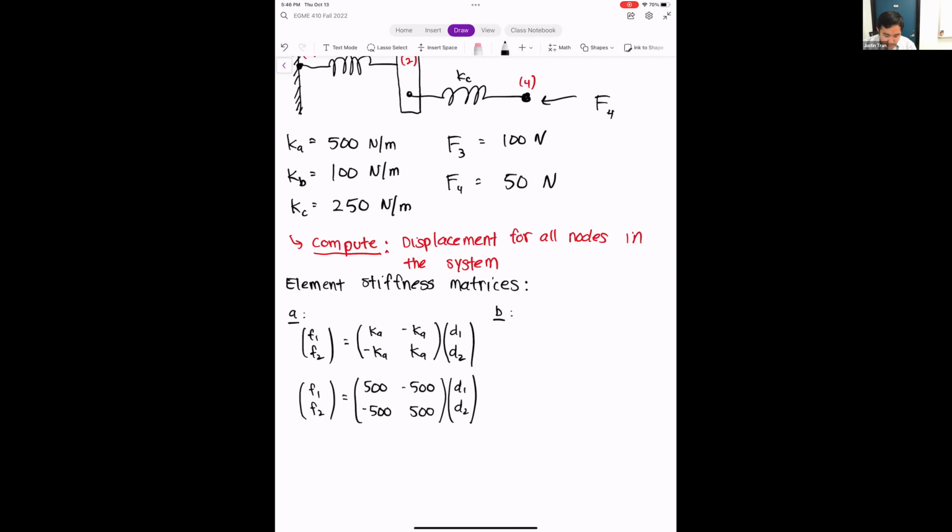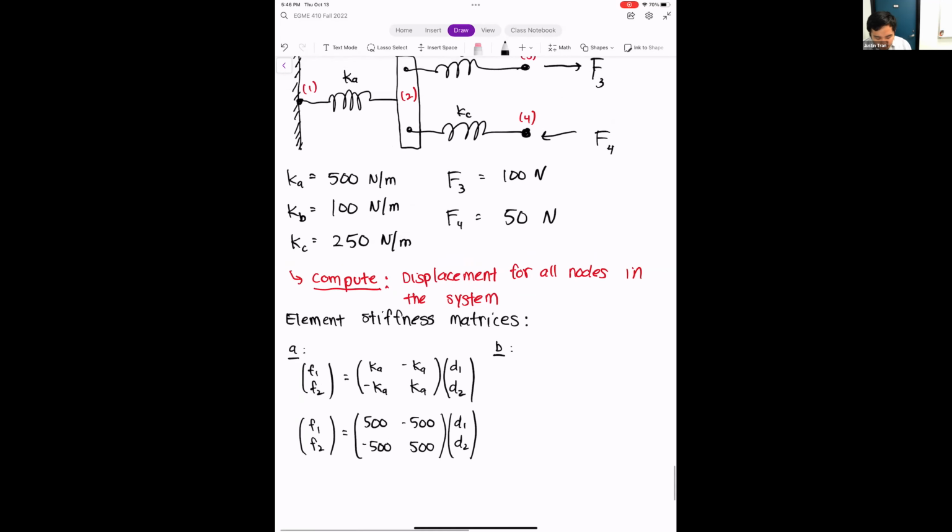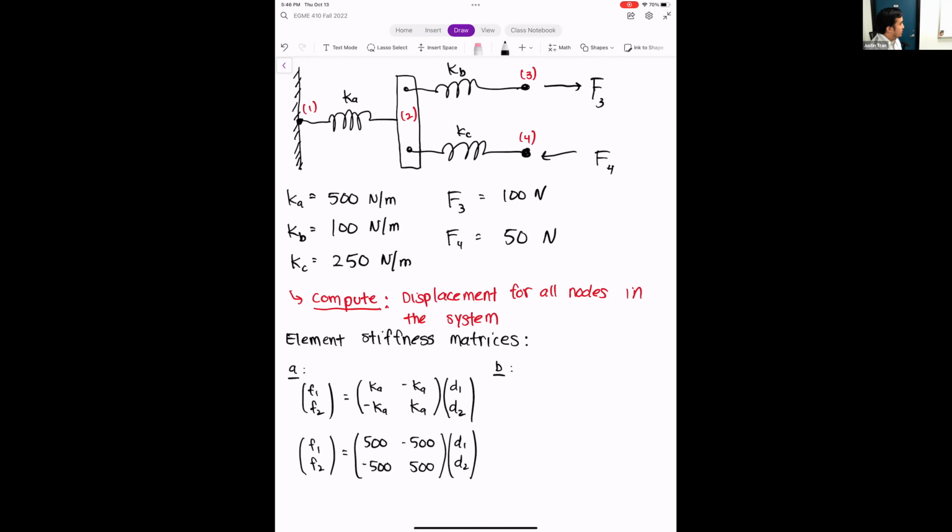Let's go ahead and do the same for element B. Element B up here, you can see, is attached to nodes 2 and 3. So we're going to have F2, F3 is equal to, Kb here is 100. So we have 100, minus 100, minus 100, and 100. And then this is going to be attached to nodes 2 and 3.